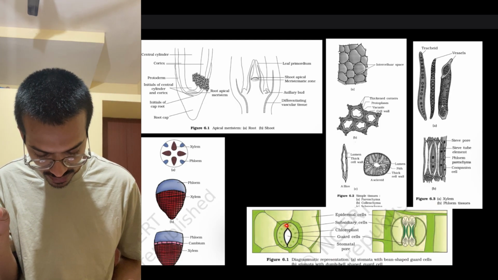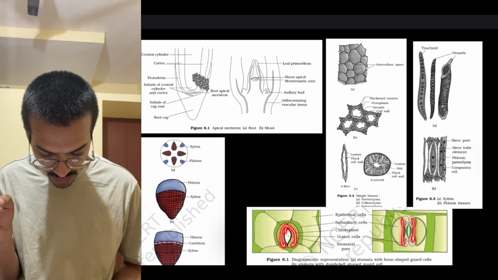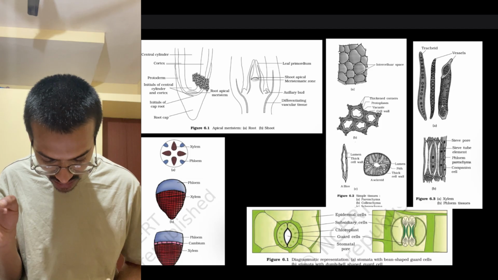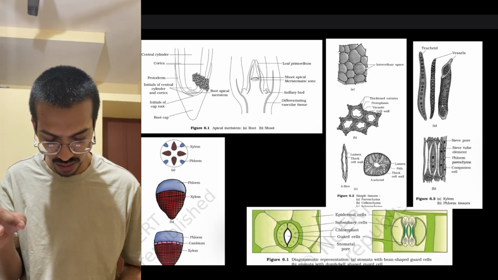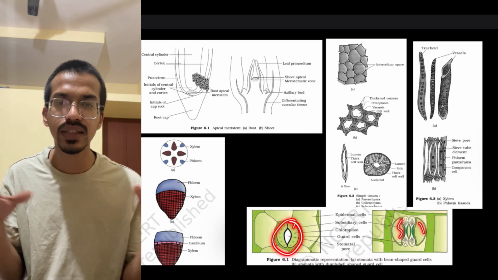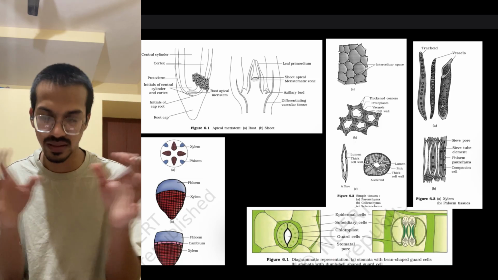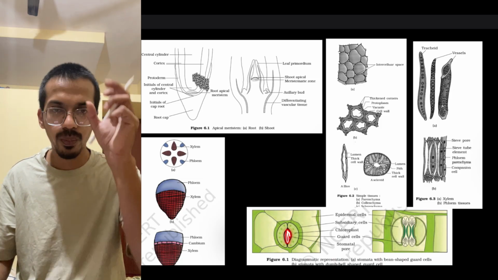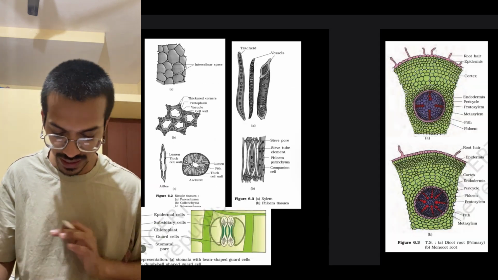These are guard cells. Around these guard cells, these are the subsidiary cells, which help in keeping the guard cells safer. Okay, and the center part is the stomatal pore through which transpiration takes place.